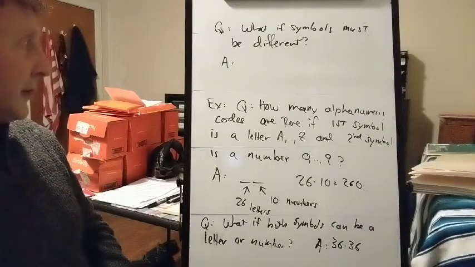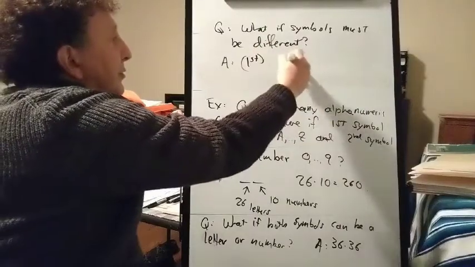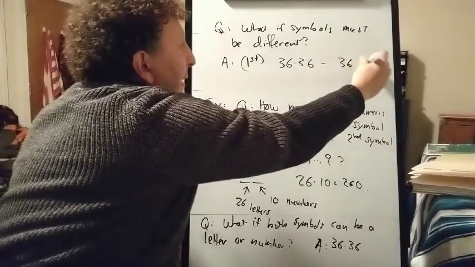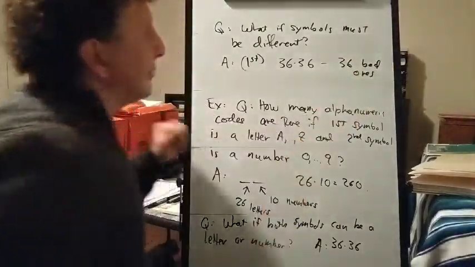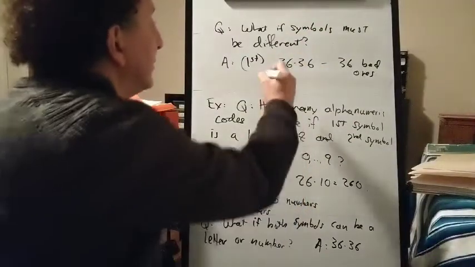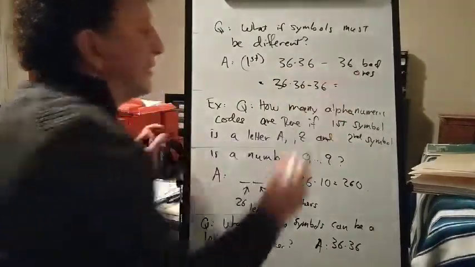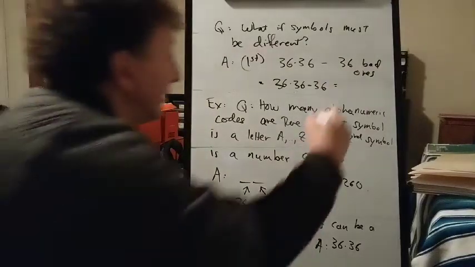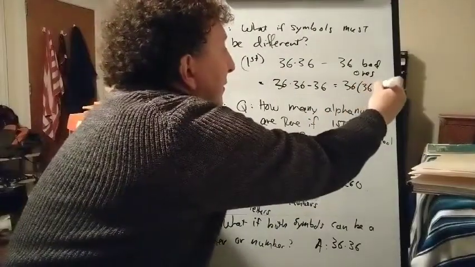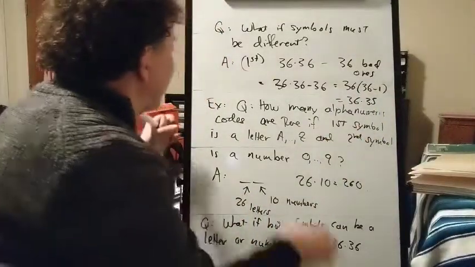I can see two ways to look at this problem. First way is, well, there's 36 times 36 total codes minus 36 bad ones. Minus AA, BB, CC, all the codes that have the same letter repeated. So that's 36 times 36 minus 36, and we can factor a 36 out of this pretty easily. 36 times 36 minus 1, which is 36 times 35. Let's not bother multiplying that out.